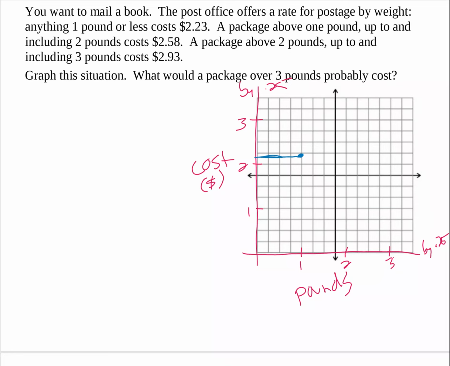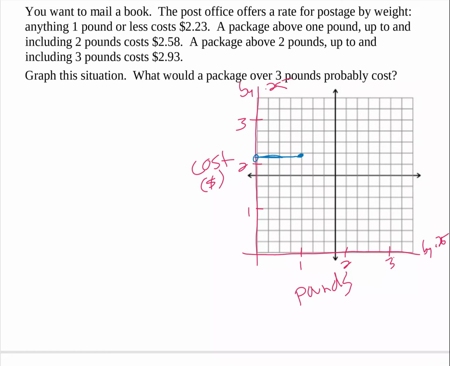Now, are we including 0 on that? No. Why not? Because you're not gonna buy nothing. Yeah, if it weighs nothing, I'm probably not sending anything, right? So open dot on the end of that, and where would I be if I have no pounds? Probably no money, right? But we don't know that for sure, so I'm not gonna mark that. Okay, now what?